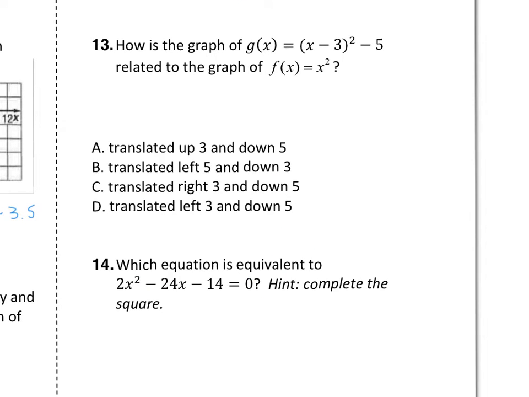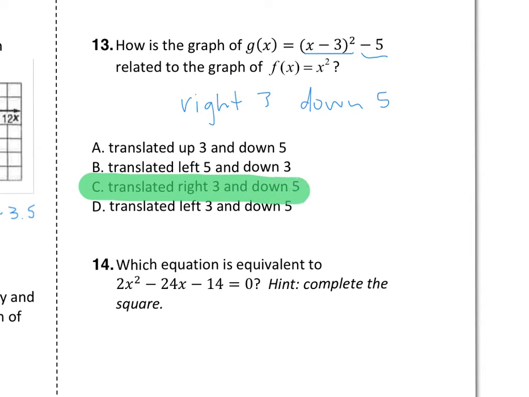Number 13, how is the graph of g of x equals the quantity x minus 3 squared minus 5 related to the graph of f of x equals x squared? Well, we have to recall here our transformations of quadratics. So this quantity x minus 3 squared actually goes right 3 units. And then this negative 5 here goes down 5 units. That's really the only transformations that we see here from the parent graph of x squared. So this would be answer letter C, translated right 3 and down 5.